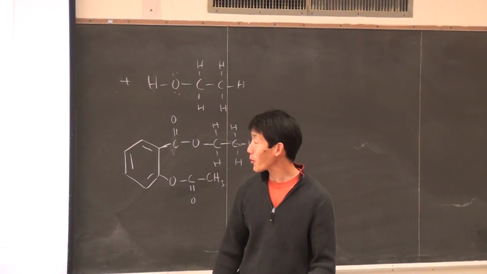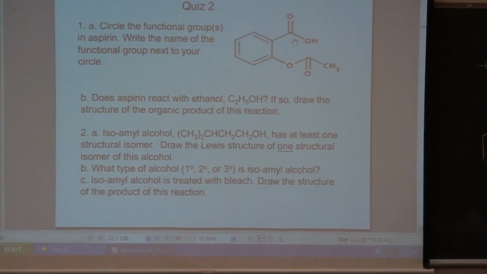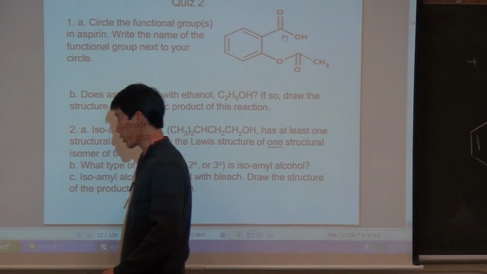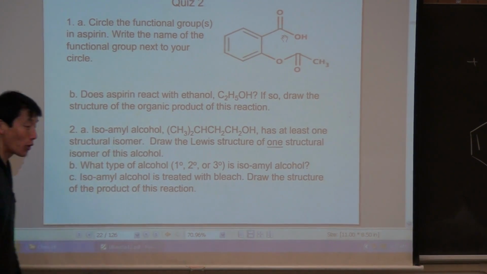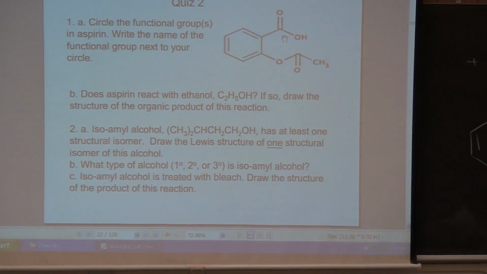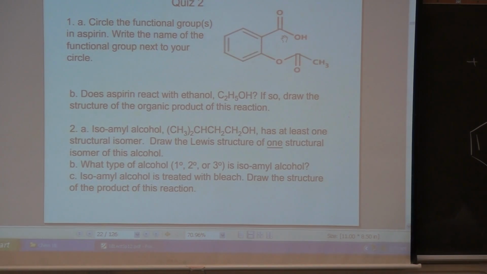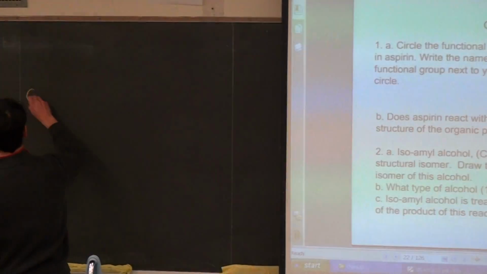Let's go on to question 2. Isoamyl alcohol has at least one structural isomer. Draw the structure of one structural isomer of isoamyl alcohol. When I was grading the quizzes, a lot of you drew the structure of isoamyl alcohol. Now, what I was looking for was a structural isomer of isoamyl alcohol, not the structure of isoamyl alcohol. Okay, so isoamyl alcohol is this structure.